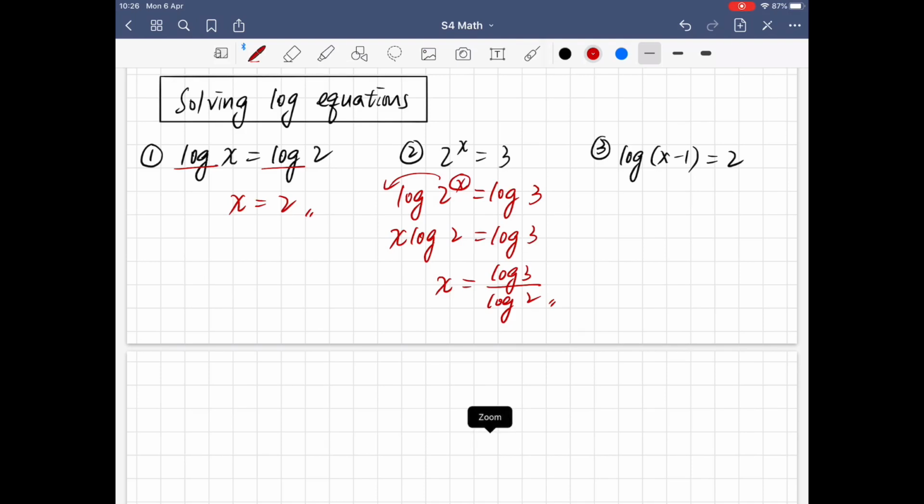And finally, for question 3, we are going to convert the log by using the base 10 to the power of 2, so that x minus 1 is equal to 100, so x is equal to 101. So for the remaining time before the section quiz, you can do the revision exercise 7.